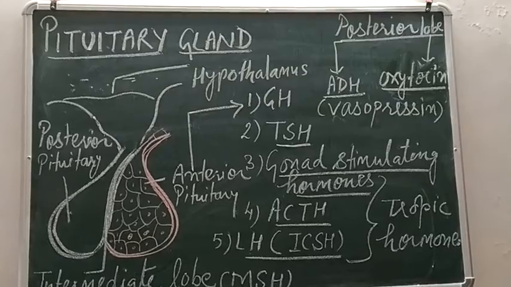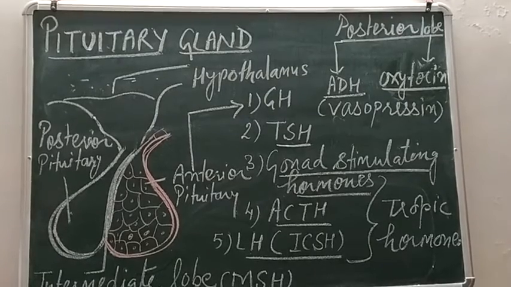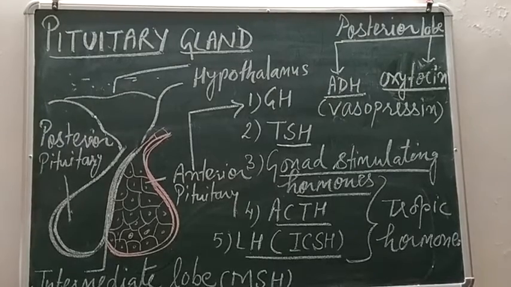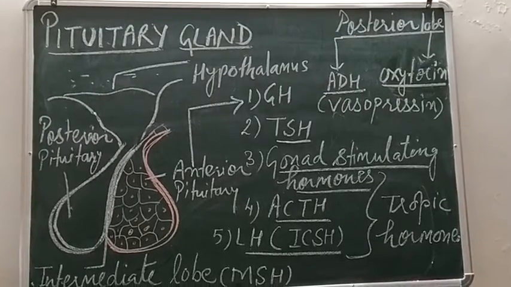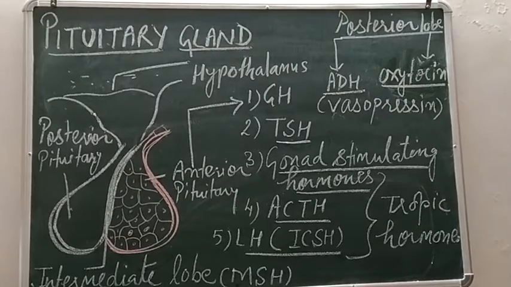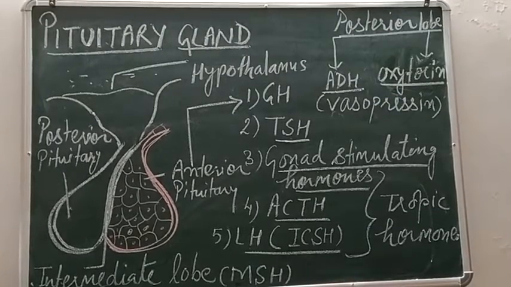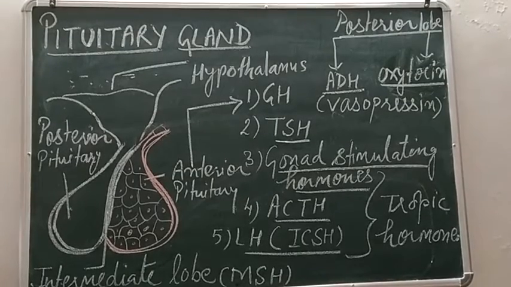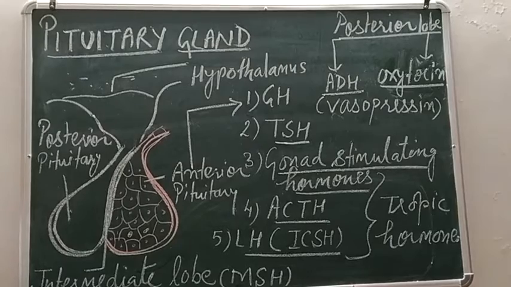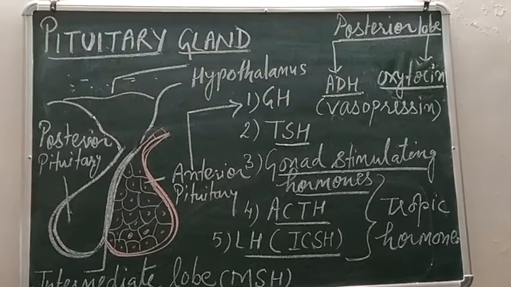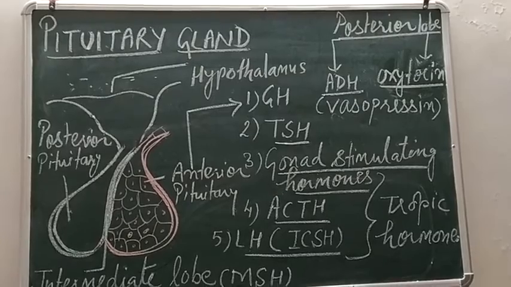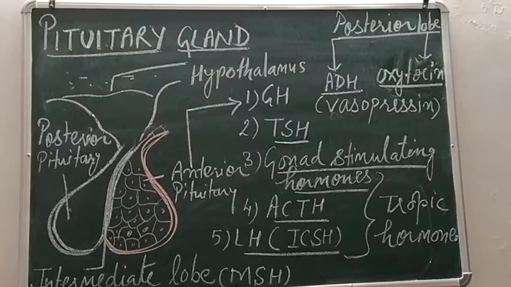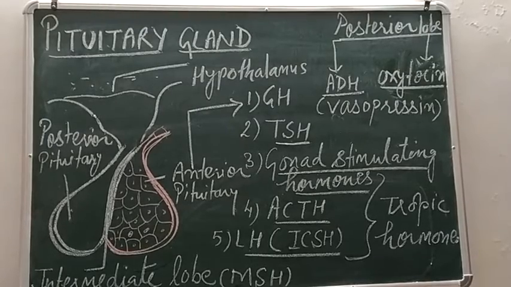The second hormone is oxytocin. Oxytocin stimulates contraction of the uterus at the time of childbirth, that means at the time of delivery of the baby by a pregnant mother. It stimulates contraction of the muscles of the uterus and also helps in ejection of milk from the milk glands, the mammary glands.